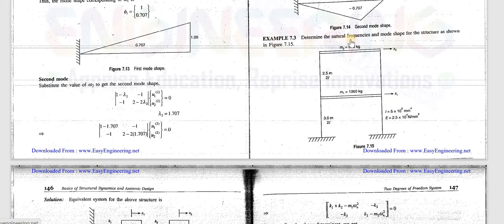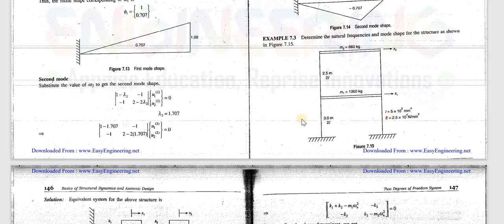So here you look. Determine the natural frequency and mode shape of a structure shown in this figure. So what all things are given here? Mass is given, M1, M2 is given, then here 3 meter and 2.5 meter, then here I value and E value is given. So many values are given.